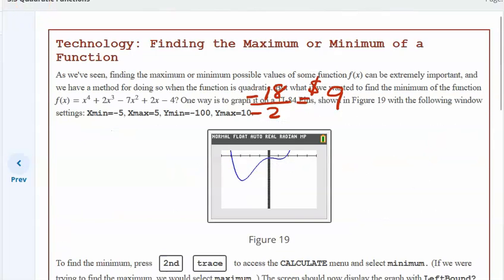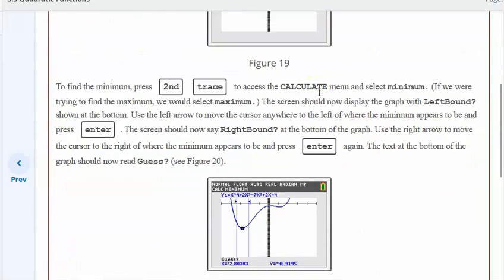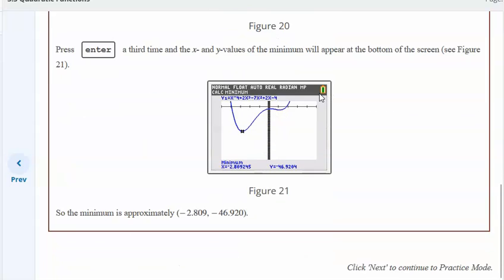They do give a little more on the technology using graphing calculators. This is, of course, for maybe a future lesson here. So let's wind this up.